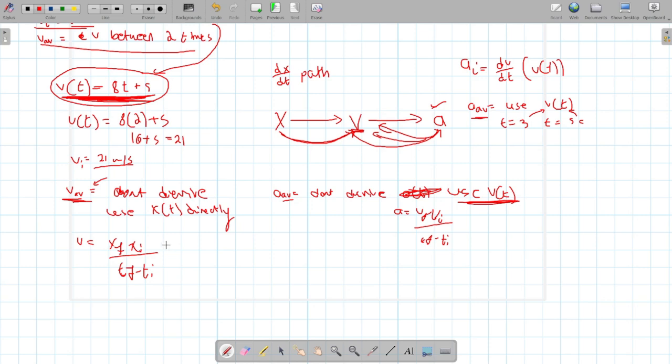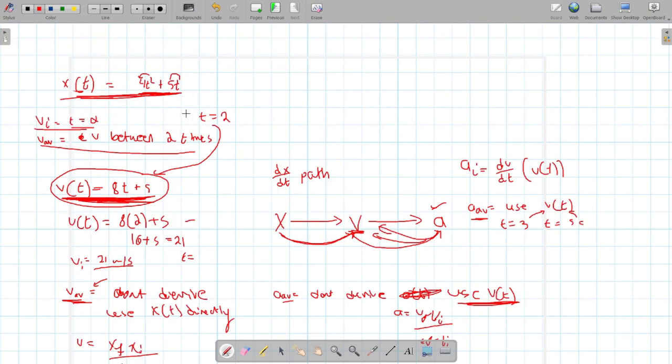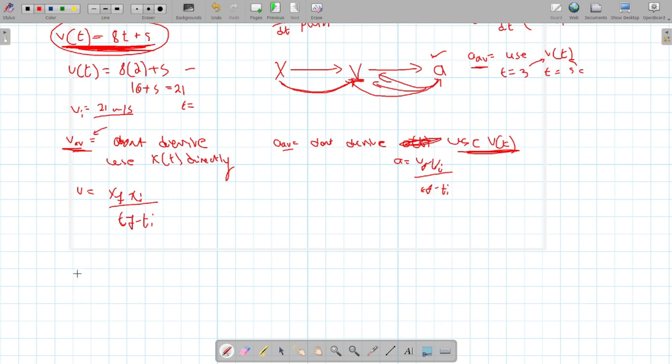When you're looking for average, you don't derive. You use the thing that's before it. So let's say in this case, they said that x(t) is 4t squared plus 5t, and they ask what's the average velocity between 2 seconds and 4 seconds. How do I do it?